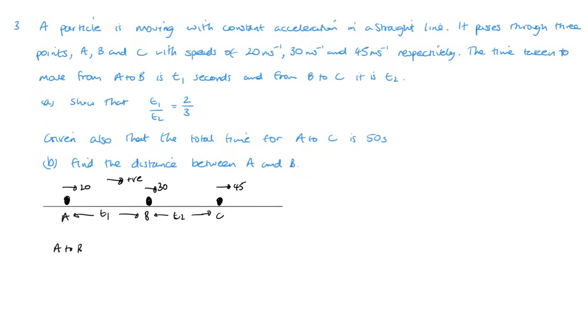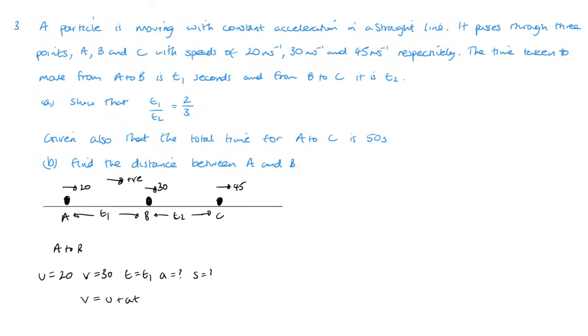Now, we know that U is 20, V is 30, T is T1. We don't know the distance and we don't know the acceleration. And the same is going to be said for the second part, B to C. But what we can do is we can use one of our formulae. V equals U plus AT, because it says it's moving at constant acceleration.